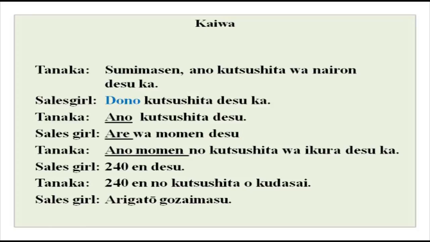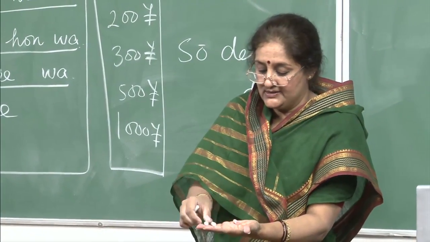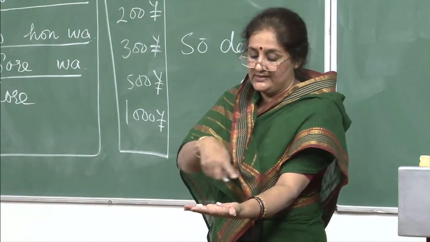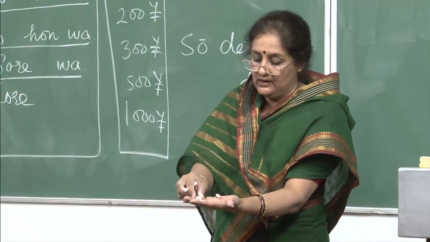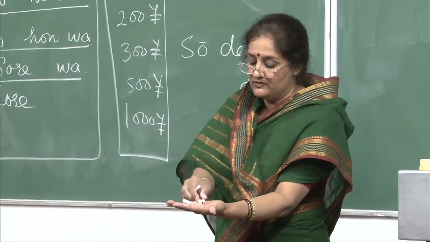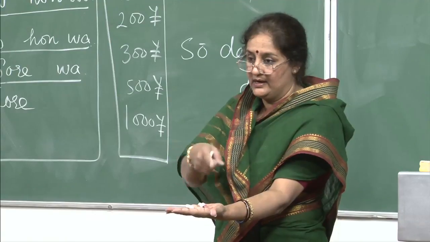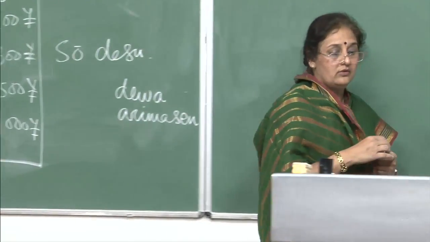Sumimasen. Ano kutsushita wa nylon desu ka? Nylon is nylon. Dono kutsushita desu ka? Which kutsushita are you talking about? Dono and dore both mean which one of the two or three things you are talking about. You can have three things in your hand or two things in your hand and you could say dono chok desu ka? Kono chok desu ka? So, which of the two or three chalks you are talking about? Dono chok desu ka? Dore desu ka? So, that is what dono and dore mean.